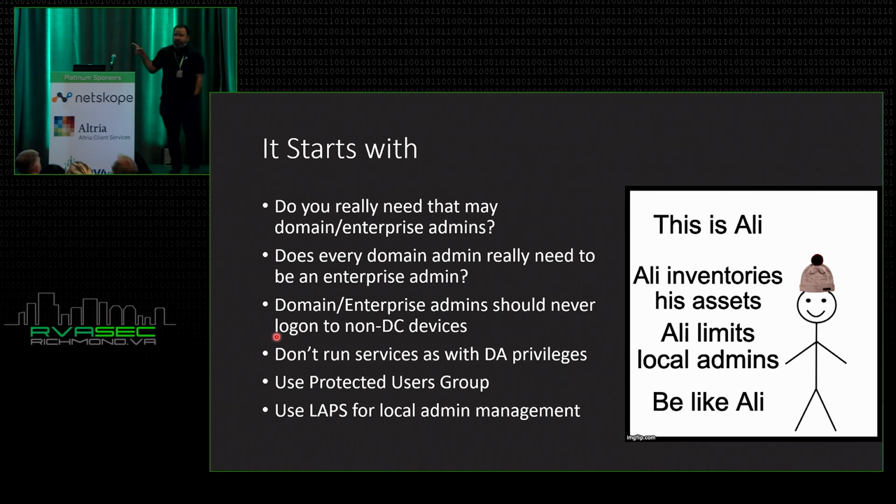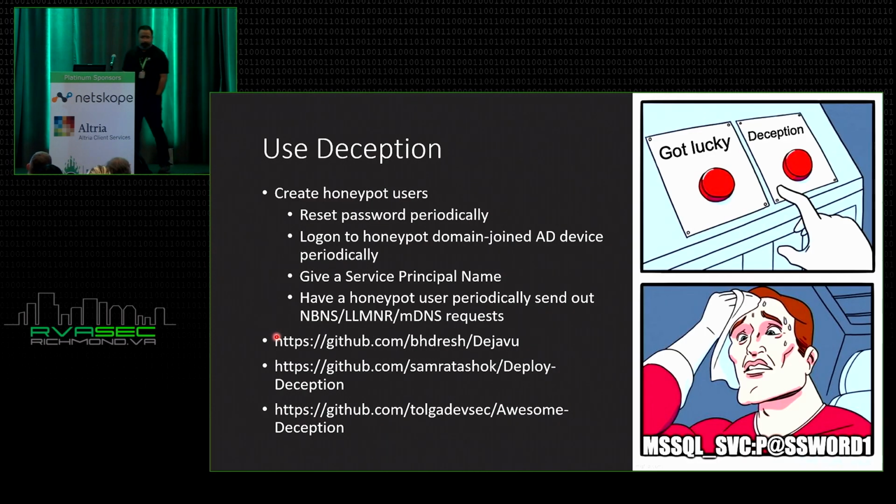But in the end though, LAPS is going to make sure every Windows box has unique local admin credentials. So if I get local admin in one box, I can't relay it. I can't pass that hash elsewhere and become local admin. Use deception. So earlier I talked about honeypot users. Make sure that honeypot user is logging on somewhere periodically so it looks real. If your password policy says you need to change your passwords every 90 days, make sure the honeypot user is changing passwords every 90 days. And most importantly, make sure that honeypot's username is not honeypot user.